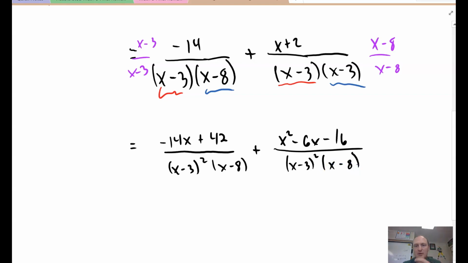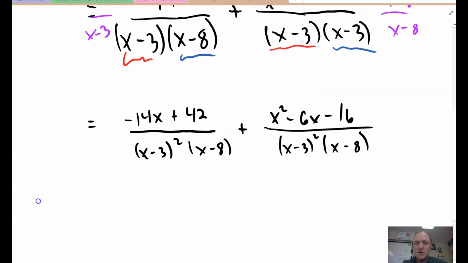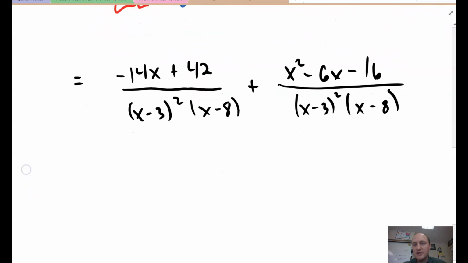Okay, again, where did I get these values? Well, all I did was distribute a negative 14 times x, negative 14 times negative 3, which gave us the positive 42. Over here, I FOILed this out, right? X times negative 8 is negative 8x, positive 2 times x gives us a positive 2x, giving us a negative 6x, a negative 6 for our b term, and then positive 2 times negative 8 produces the c value of negative 16. So I have my common denominator.